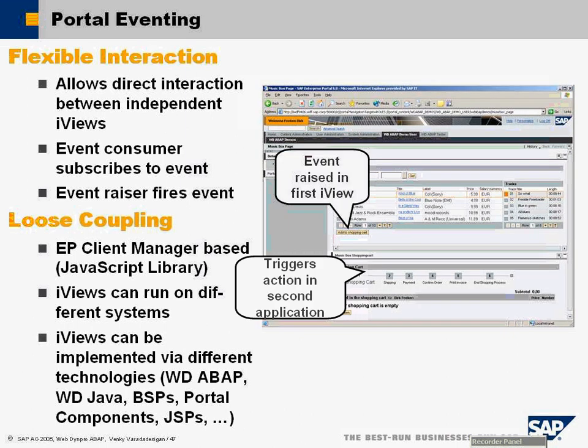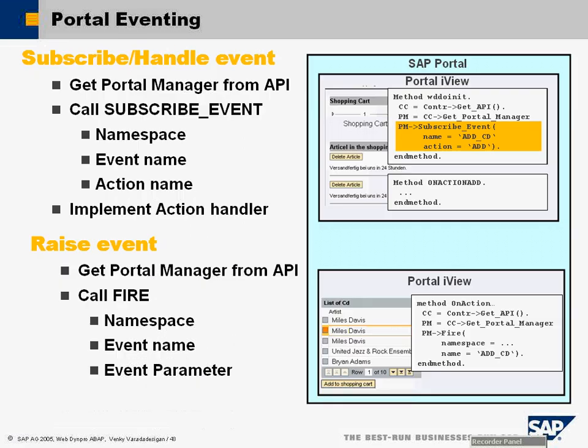For example, the first IU is Web Dynpro ABAP. The second IU is created through Web Dynpro for Java, or could be a .NET PDK, right? But still, you can do portal eventing. So the trick is to raise an event in the first one, and then the second IU will subscribe to that event and listen to that event, and that will be triggered.